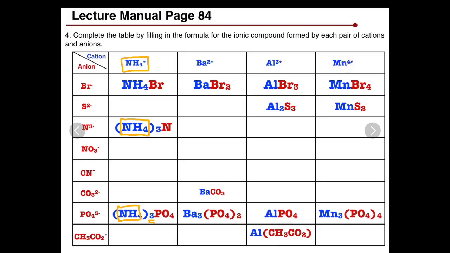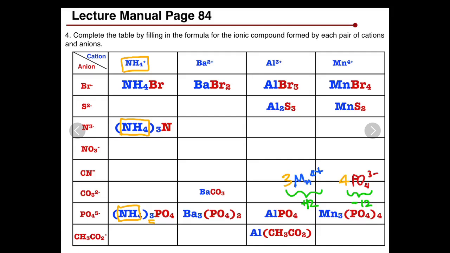This is 4, this is 3. So the common denominator would be what? 3 and 4. The common denominator would be 12, right? So in this case, if I write this as PO4 3 minus, and the other one is Mn 4 plus, to make this positive 12, because that's the common denominator, and to make this negative 12, you will need 3 of these and you need 4 of this, right?